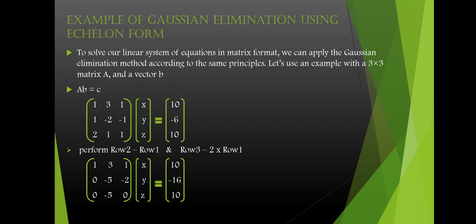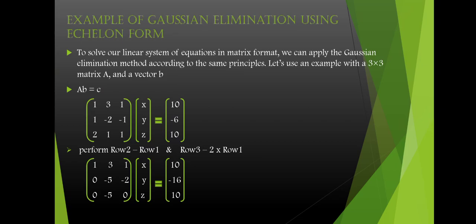The given matrix is [1 3 1; 1 -2 -1; 2 1 1]. The vector matrix is [x y z], and the equivalent matrix is [10 -6 10]. Now perform row operations: row 2 minus row 1, and row 3 minus 2 times row 1. We finally get [1 3 1; 0 -1 -5; 0 -2 -5 0], whereas the right side is [10 -16 10].